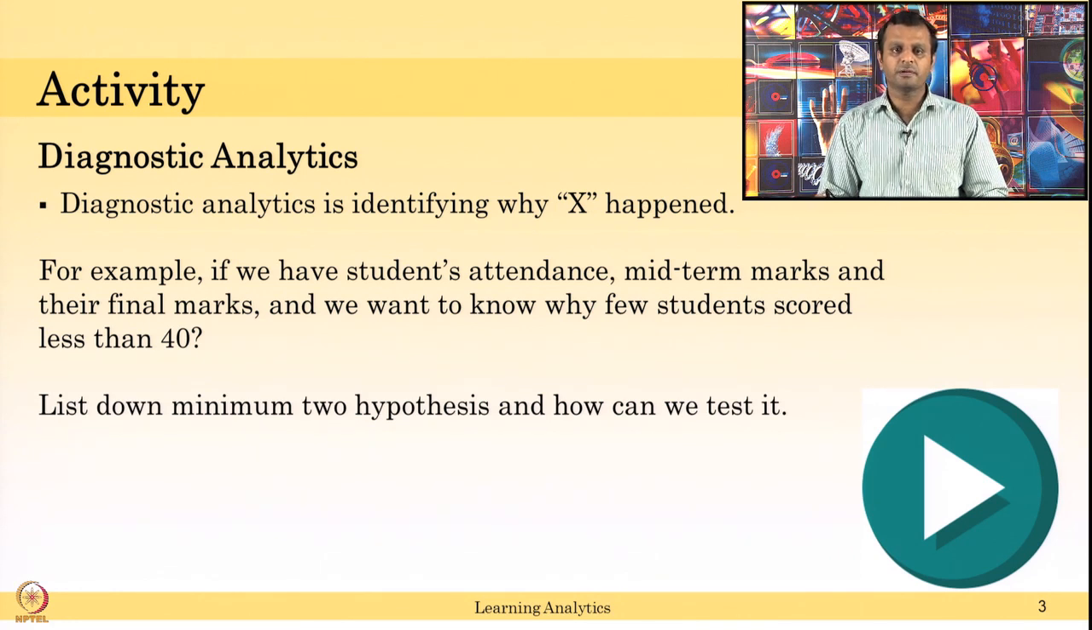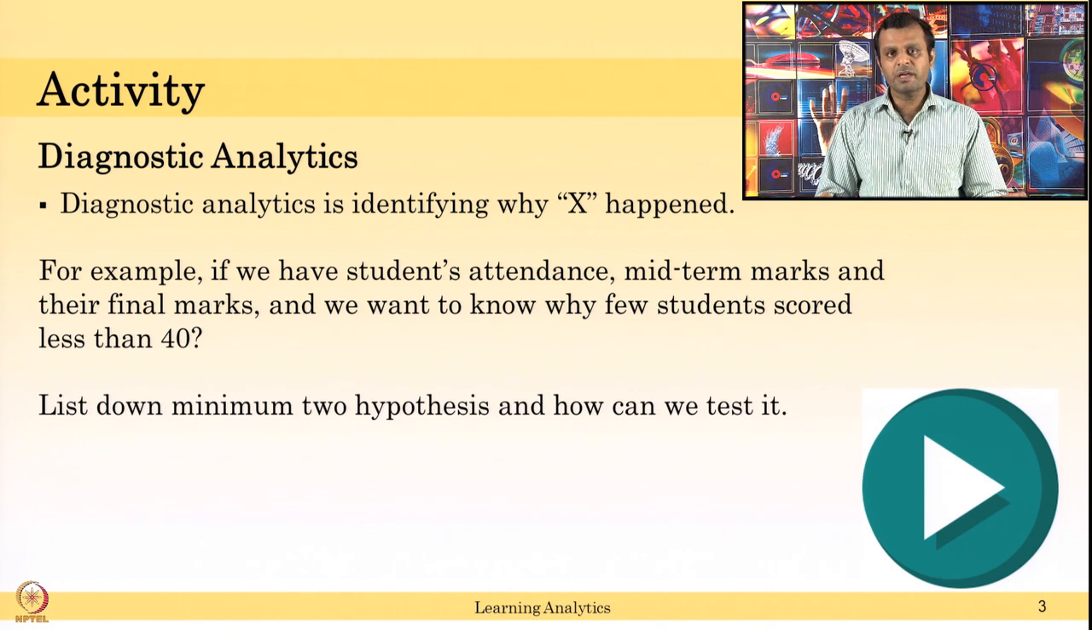For example, let us consider students' attendance, midterm marks and the final semester marks. We will look at this example often to explain diagnostic analytics. The final marks is the dependent variable, y1. Attendance and midterm marks are the independent variables, x1 and x2. And we want to know why a few students scored less than 40. Here the focus is not on who scored above 90, but on who scored less than 40.